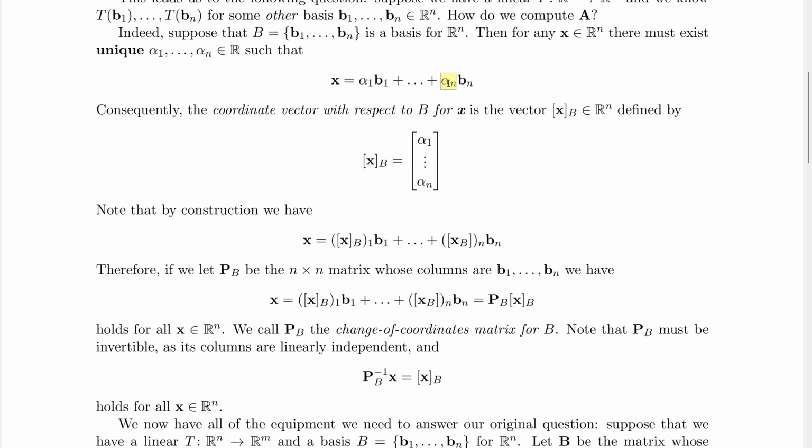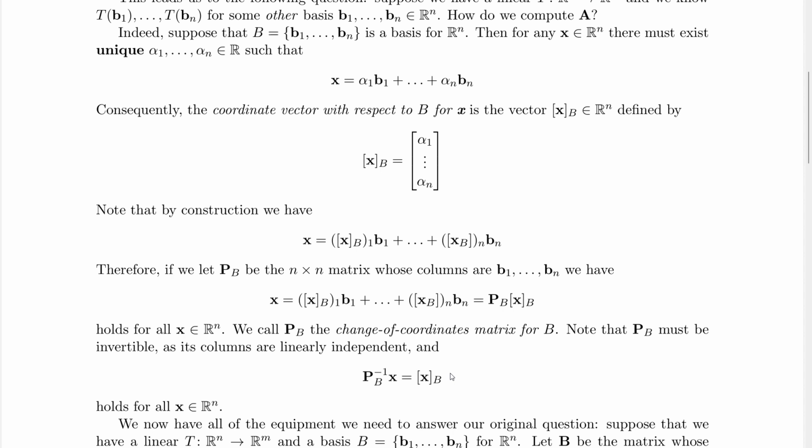So if you have a basis for R^n, and you have a vector x, and you would like to figure out what these scalars actually need to equal, now we have an explicit formula for that. The scalars are given by taking the vector x and multiplying it by the inverse of the matrix whose columns are the basis elements. It's pretty cool.